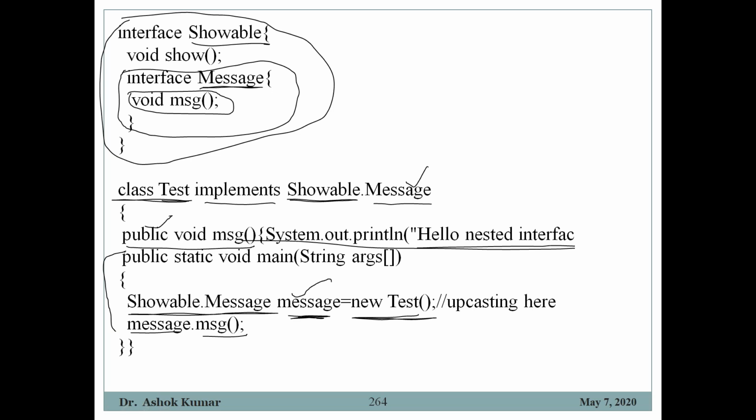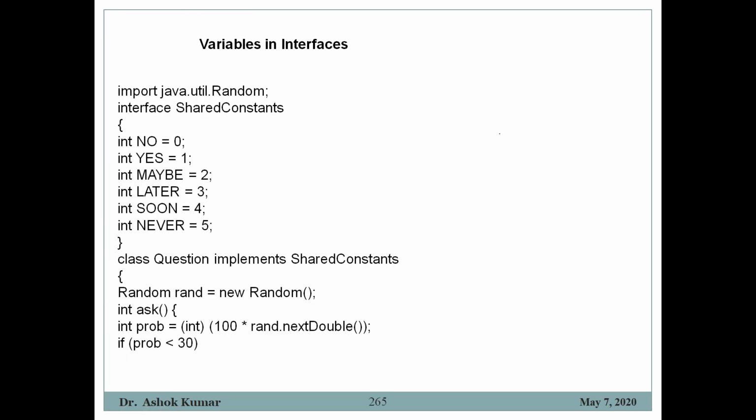So in this slide, we are going to discuss how we can use variables in an interface. We have created one interface named SharedConstants, and in this interface we have created some named constants: NO with value 0, YES, MAYBE, LATER, SOON, and NEVER, with values from 0 to 5. Each variable is of type int.